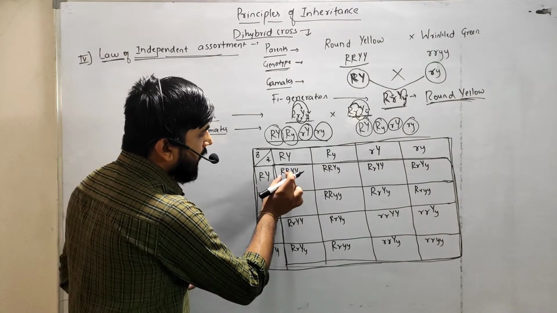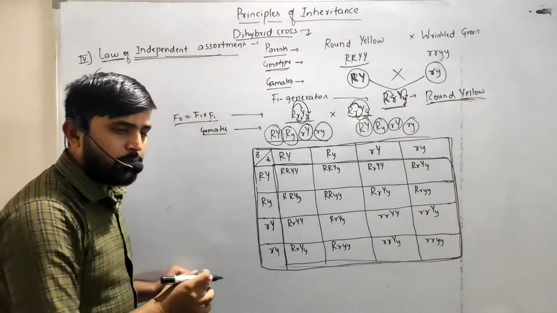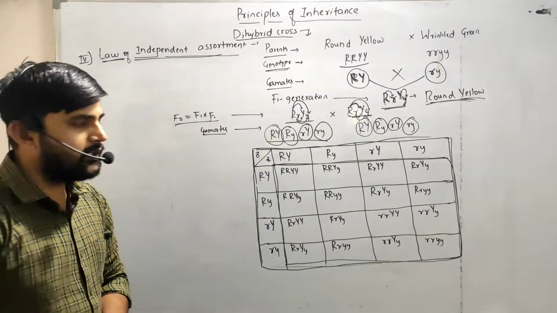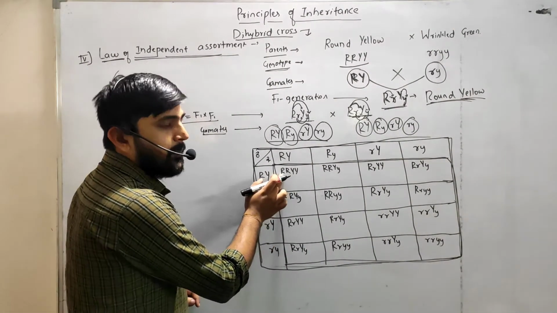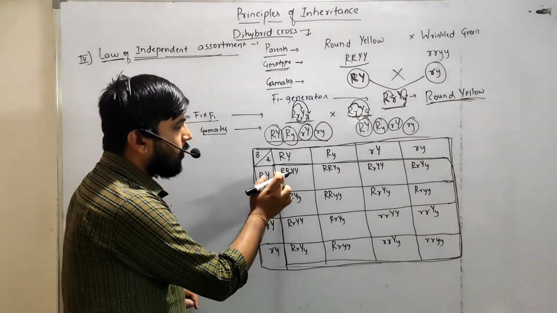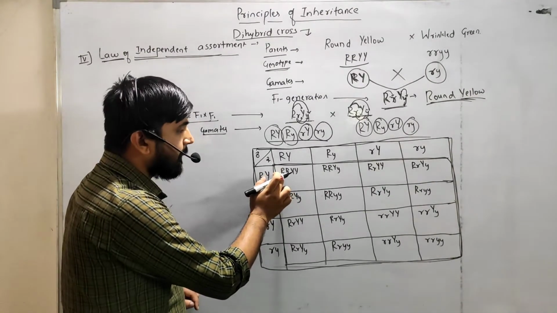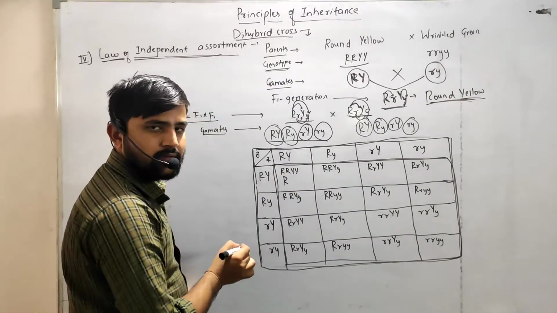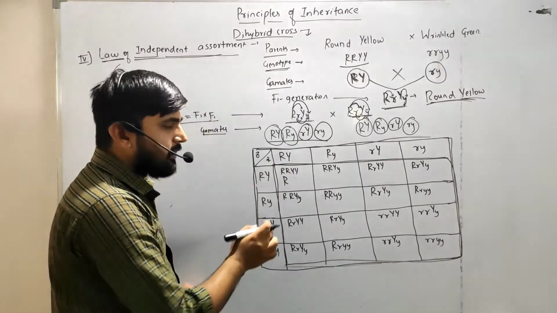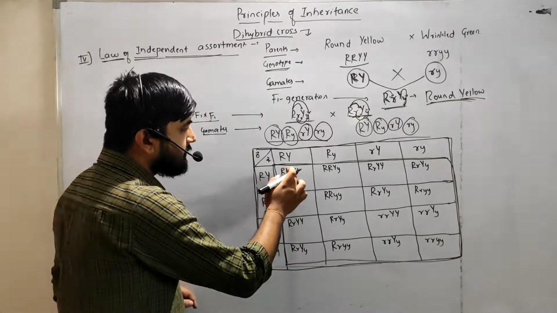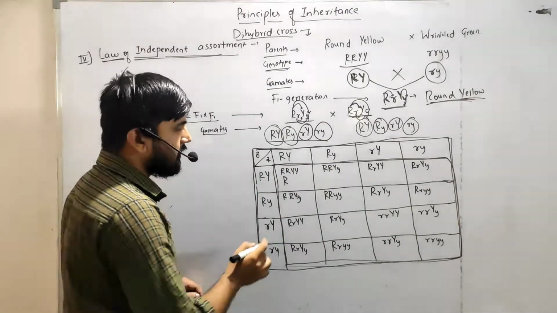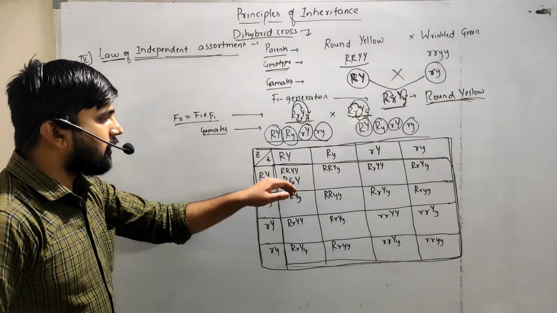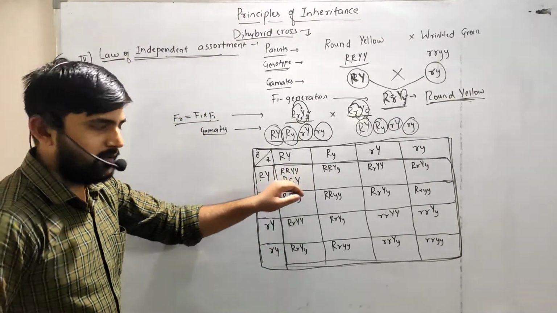So capital R, capital R, capital Y, capital Y. What is the phenotype of this offspring? See here, capital R and capital R are both in homozygous condition, and capital R is always dominant. That's why it is round. Capital Y, capital Y, Y is dominant and both are homozygous. That's why it is round shaped and yellow color.